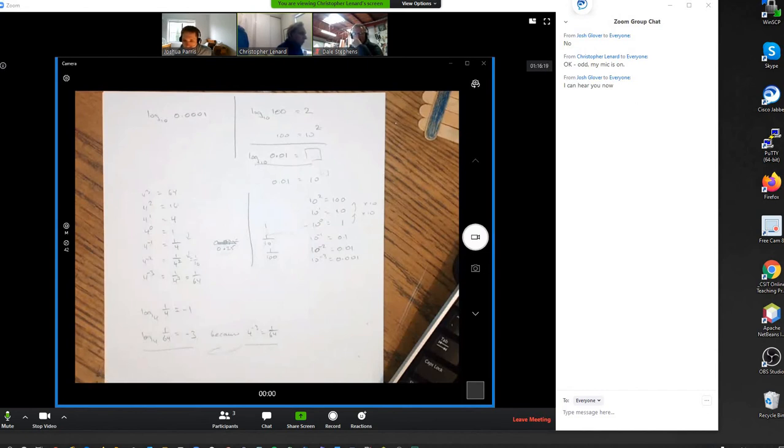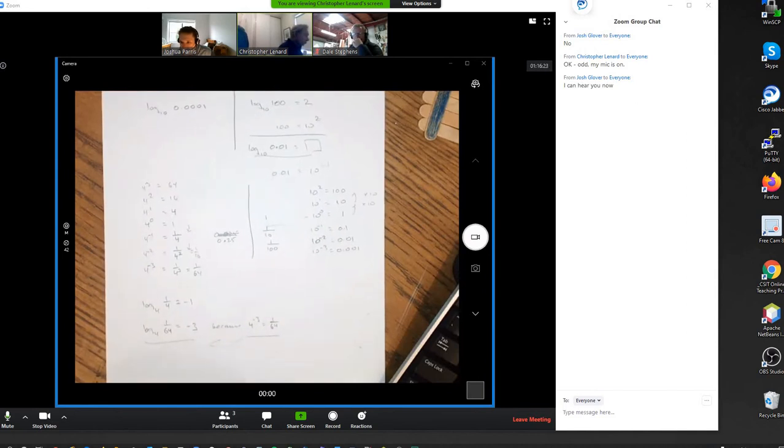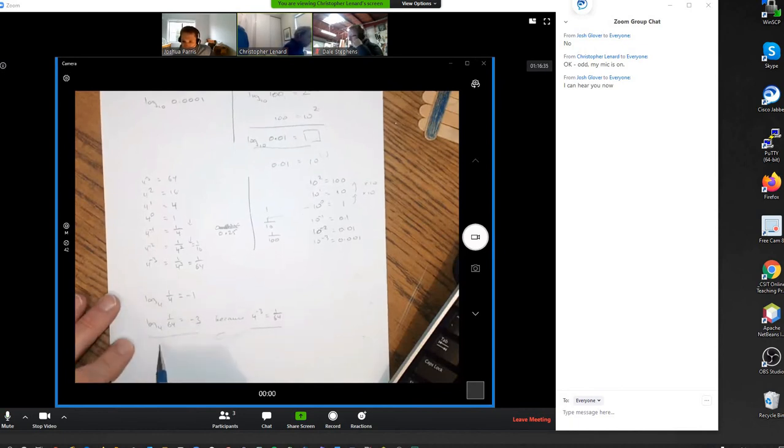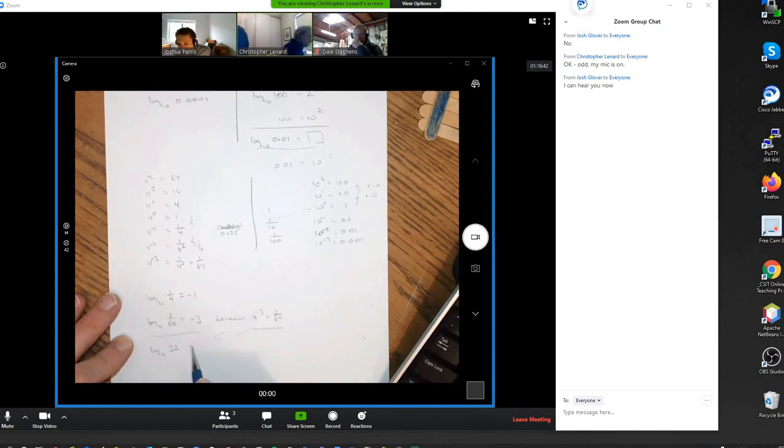Cool. And you could do that with any number. You could do 2 to the negative 2 or 3 to the negative 2 or 5. Exactly, and it would just be 1 over whatever, 3 to the power of 2 or 5 to the power of 2. The trickier one would be something like, if you were asked log base 4 of, let's say, 32 is what? So 4 to the what equals 32.